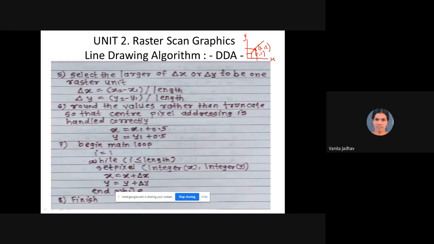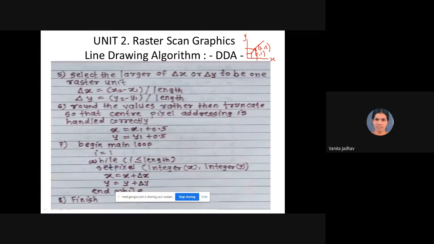With the help of the put pixel function, we are drawing the pixel. To this function, we are passing two parameters, integer of x and integer of y. And how to calculate this x and y? This is calculated in the sixth step. After plotting, after drawing one pixel, we add delta x to x and delta y to y, and we calculate the next x, y, and repeat. Okay, finish. So this is nothing but the algorithm.